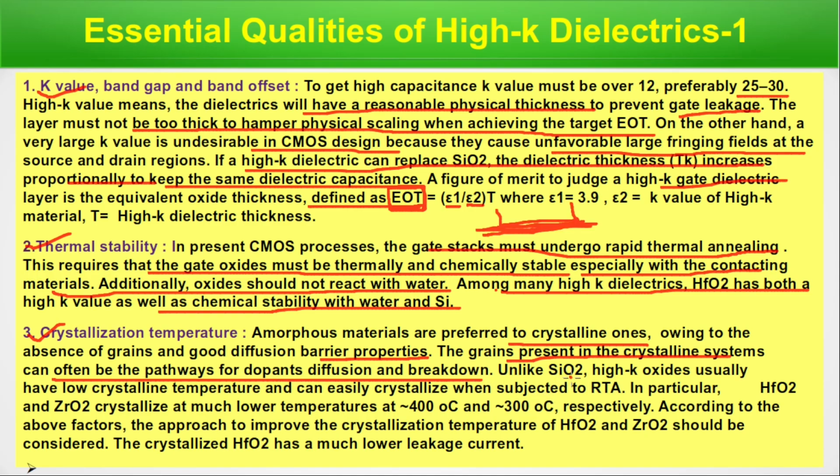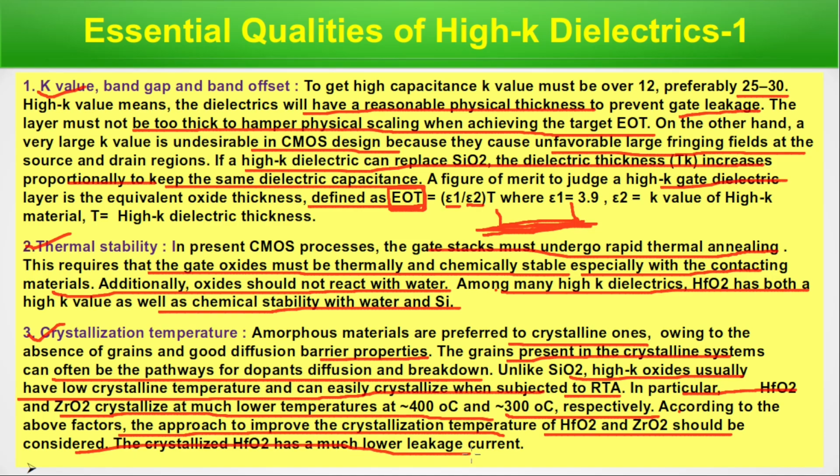Unlike silicon dioxide, High-K oxides usually have low crystallization temperature and can easily crystallize when subject to RTA, that is, rapid thermal annealing. If the crystalline temperature for a material is low, then within the process also it can crystallize. In particular, hafnium oxide and ZrO2, zirconium dioxide, crystallize at much lower temperatures, almost at 400 degrees centigrade and 300 degrees centigrade respectively. According to the above factors, the approach to improve the crystallization temperature of hafnium oxide and zirconium oxide should be considered. The crystallized hafnium oxide has much higher leakage current.